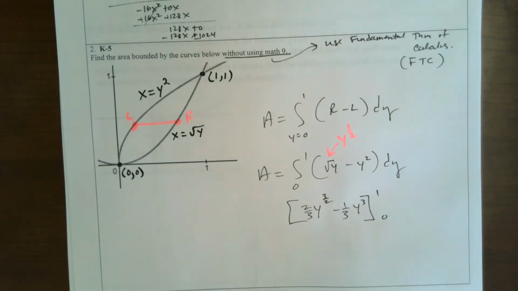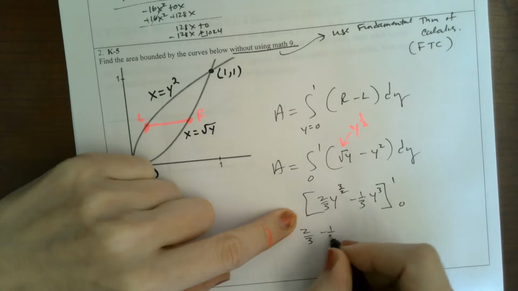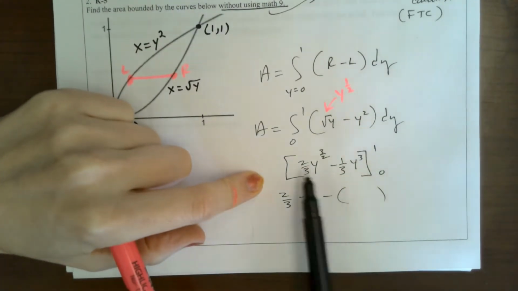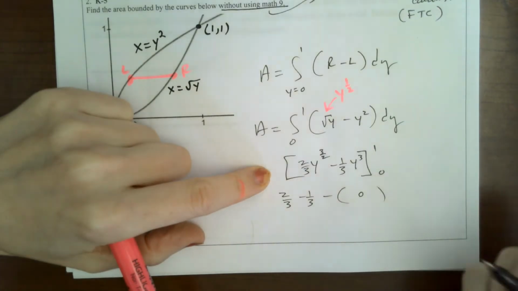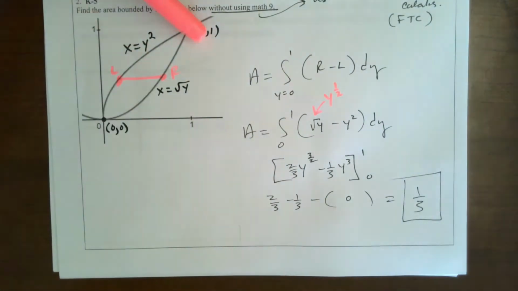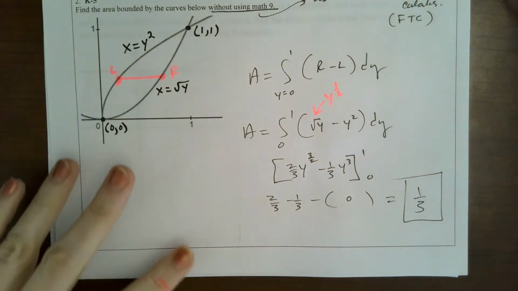Okay, now I'm going to plug 1 in, so I get 2/3 minus 1/3 minus, and now I'm going to plug 0 in, and these both become zeros. So 2/3 minus 1/3 is 1/3. Okay, so there is that answer. And if you look at the answer keys, guys, in our, actually, why didn't I just tell you now?